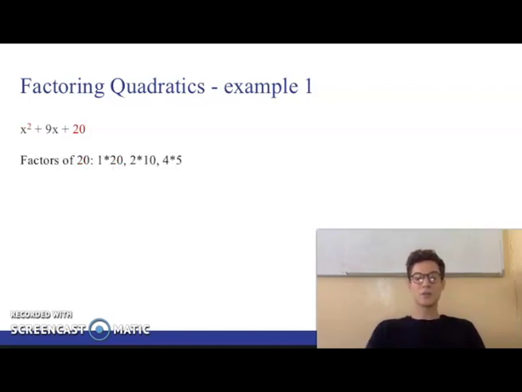The factors of 20 are 1 times 20, 2 times 10, and 4 times 5. These factors are directly related to the coefficient of our x term, which is 9. Remember, we are doing the reverse of FOIL, so we want to be thinking about multiplying our two binomials together. The last terms of each binomial factor need to have a product of 20, while at the same time, the sum of our outside and inside terms needs to be 9.